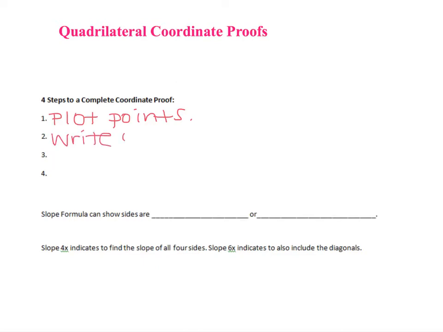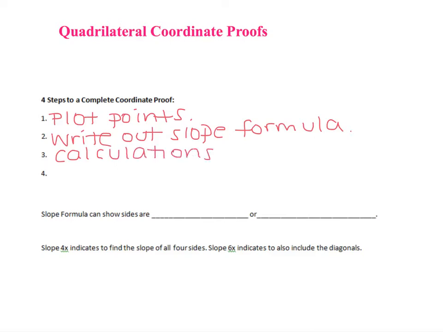Step 2 is to write out slope formula. Okay, some people may do their coordinate proofs using midpoint or distance. I'm only going to do them with slope. Step 3 is to perform your calculations. So actually perform the slope formula. And step 4 is to write a thorough conclusion.